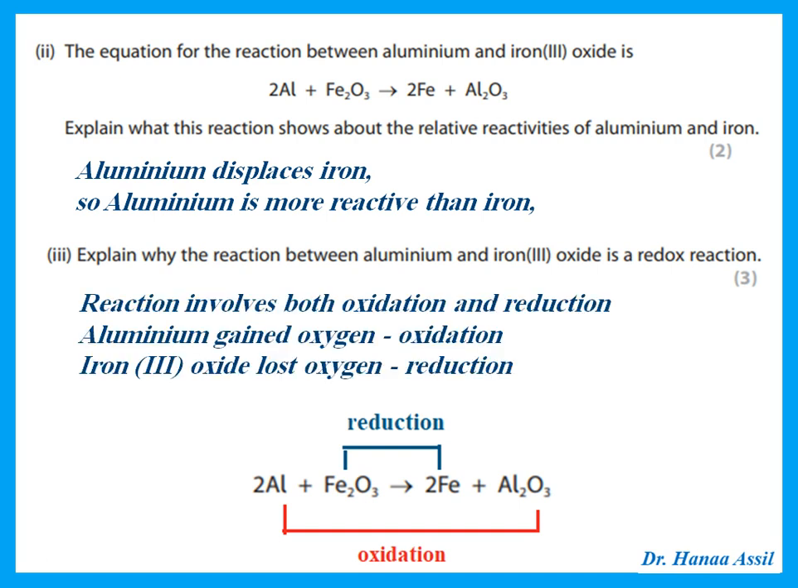So when we explain that this is redox, we say this is redox because the reaction involves both oxidation and reduction. The aluminium gained oxygen, and that is oxidation. The iron 3 oxide lost oxygen, and that is reduction.